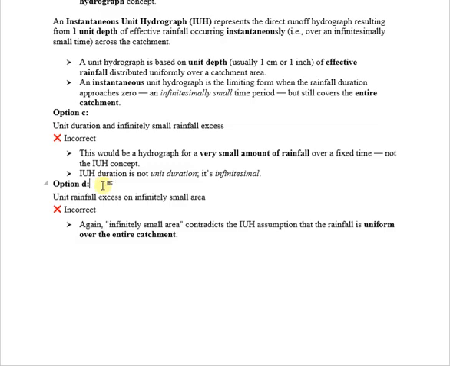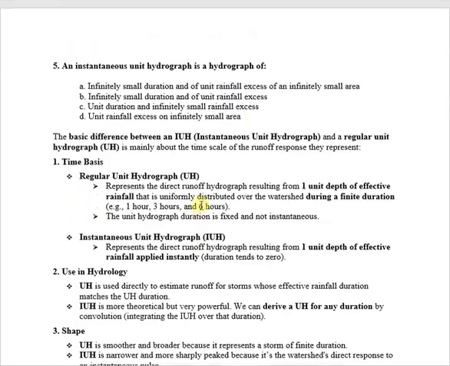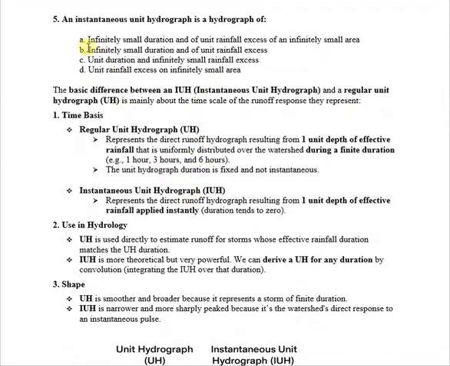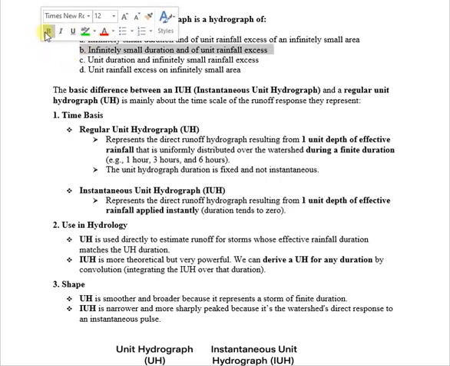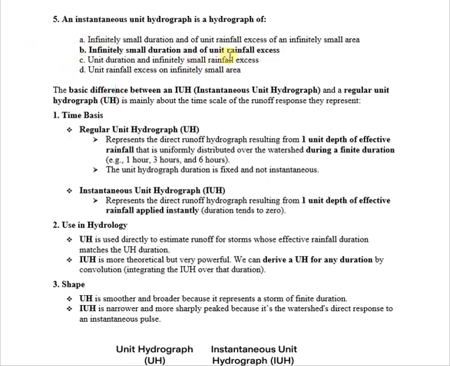Also, option D says unit rainfall excess on infinitely small area. Again, it says infinitely small area. As I have said for option A, in the case of the instantaneous unit hydrograph there is no area boundary, but the definition is that it can occur throughout the entire watershed or catchment area. So the exact option for this question is option B, which is infinitely small duration and unit rainfall excess.